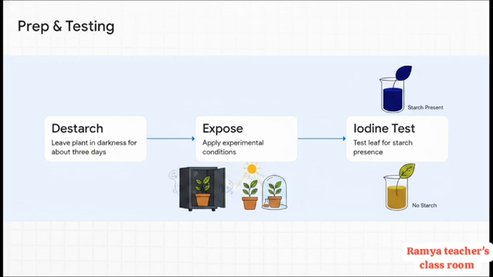If we don't completely empty the plant's pantry first, our test is going to be ruined by old food. After 3 days in the dark, the leaves are totally empty of starch. Then, we expose the plant to our experimental conditions. Finally, we treat the leaf with an iodine solution.